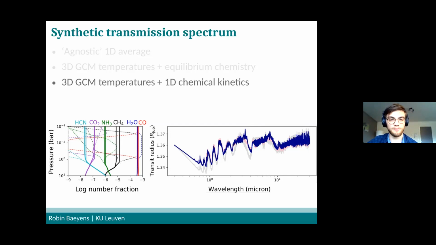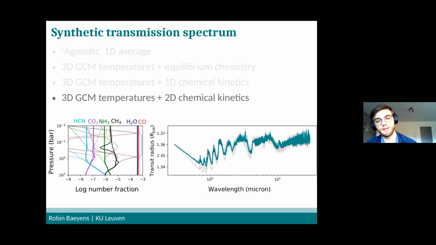And then finally, you can introduce again the horizontal direction. You can see that the chemistry changes a little bit more, and the spectrum again changes. Now the changes are not so big actually for the model that I've chosen here. The 1D chemical kinetics model already did quite a good job at representing this, but you can still see certain differences between all the four spectra.